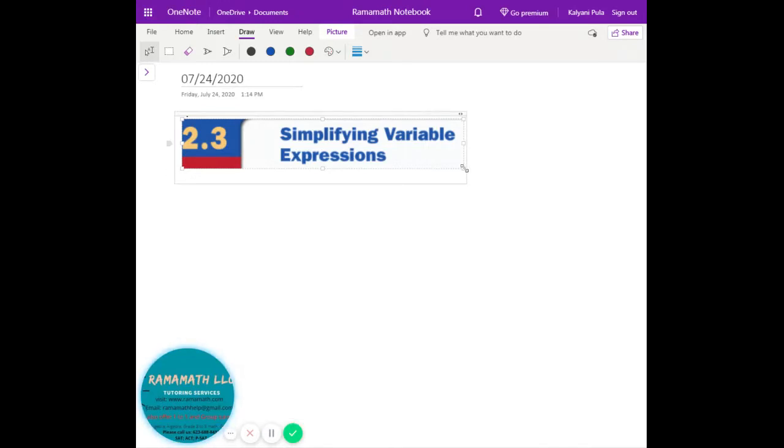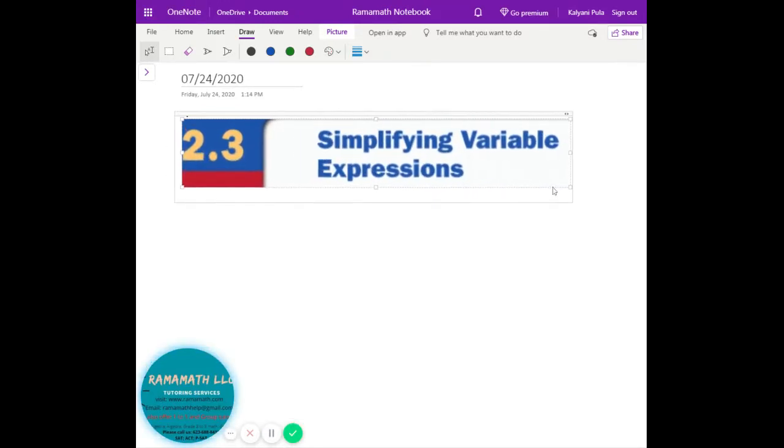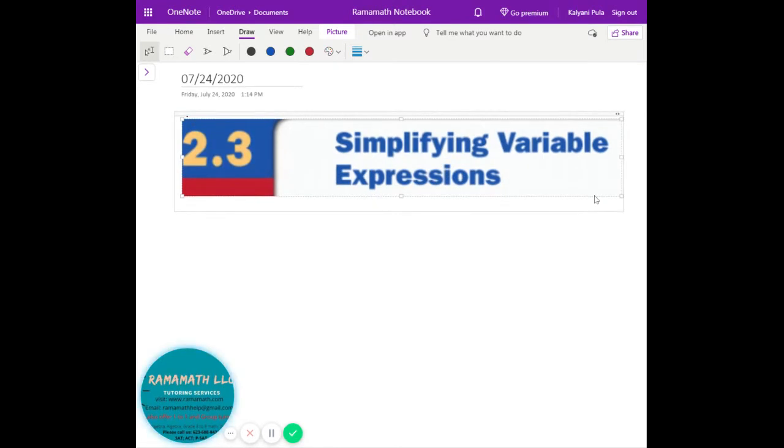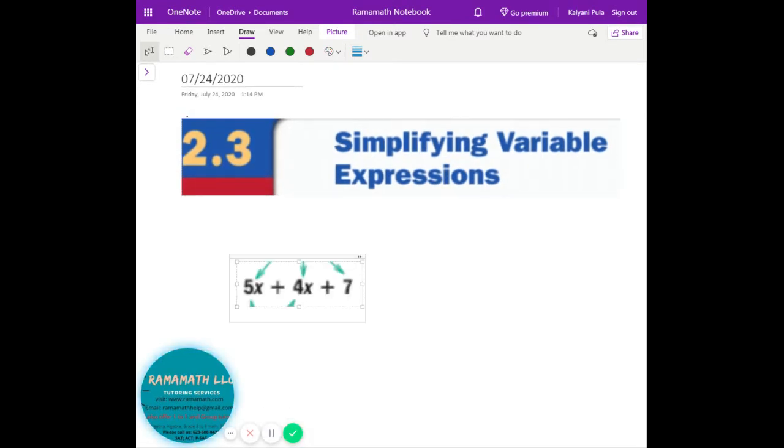So today's topic is simplifying variable expressions. In this lesson, let's look into the vocabulary. What vocabulary do we need? So the first thing is a term. And the next one is coefficient. Oh yeah, I remember that. You did? And the constant. And the like terms.